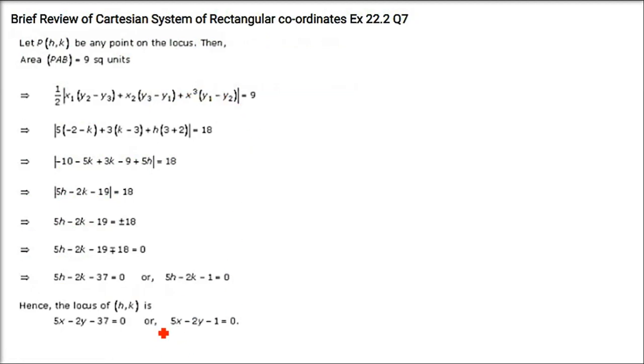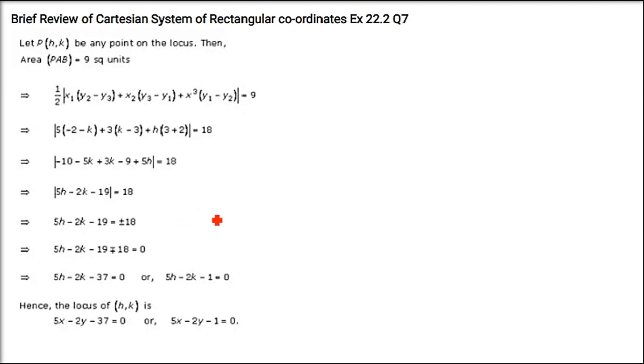Next one is A and B. There are 2 points, A (pi, 3) and B (3, -2). These are 2 fixed points. Find the equation to the locus of a point P which moves so that the area of triangle PAB is 9 units. So the area of triangle PAB is 9 units.